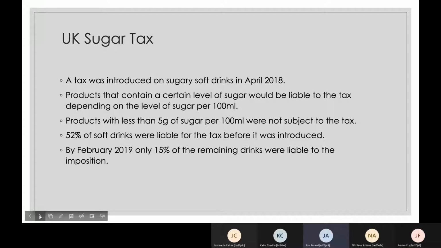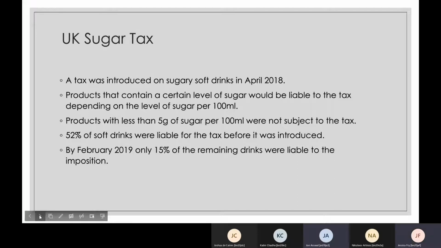52% of soft drinks were liable for the sugar tax before it was actually introduced, but by February 2019, 15% of the remaining drinks were liable for the tax. This shows that consumption would have fallen as companies either must reformulate their drinks to have a lower sugar content, or consumers are dissuaded by higher prices, both of which would reduce the overall national sugar intake.